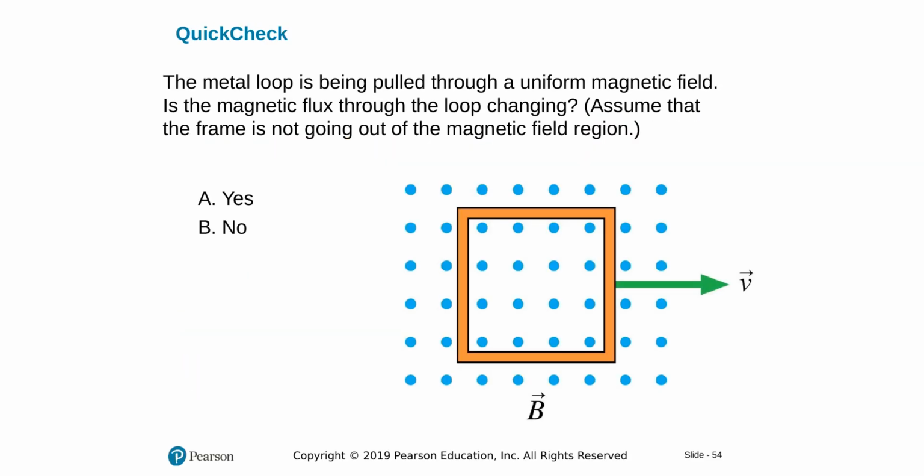The metal loop is being pulled through a uniform magnetic field. Is the magnetic flux through the loop changing? So B is not changing. B is uniform. Assume that the frame is not going out of the magnetic field region. So we assume this region of magnetic field continues forever, so this loop is never going out. As I pull it to the right, the number of magnetic field lines passing through the loop will not change unless it's going out of the magnetic field, and the question says it's not going out of the magnetic field region. So is the flux changing? No.